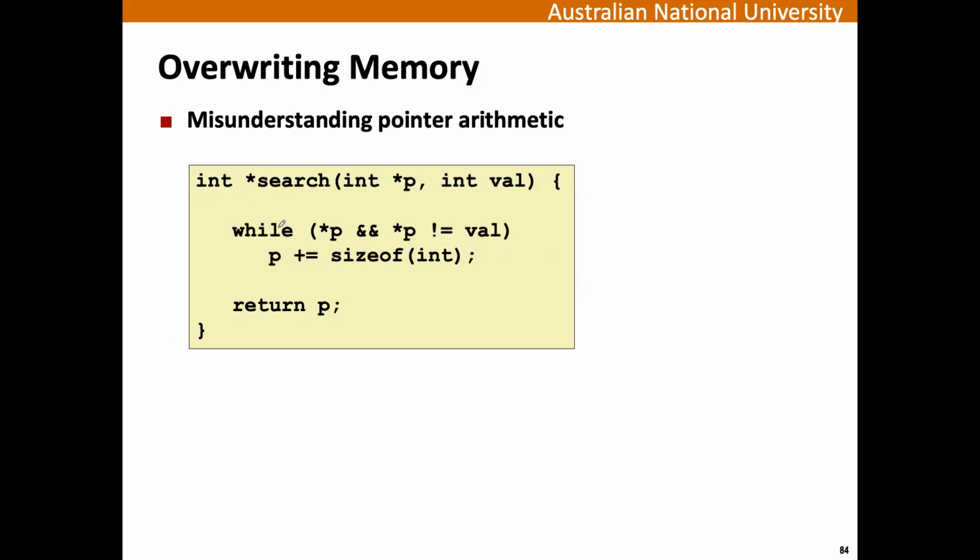This is a vulnerability. Misunderstanding pointer arithmetic. Here you're trying to go to the next integer by adding to this pointer variable. So you don't understand pointer arithmetic.